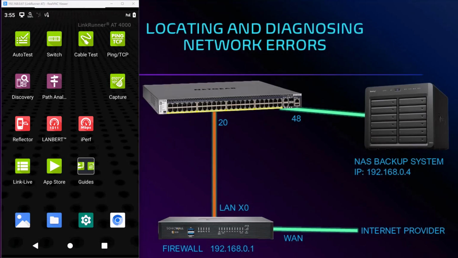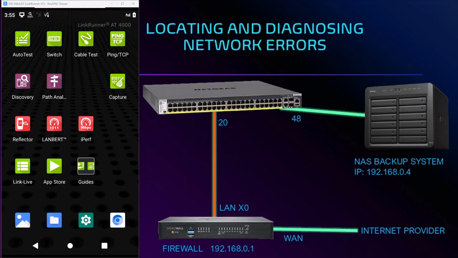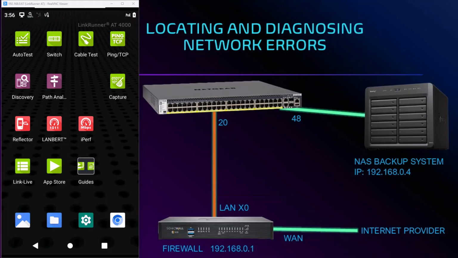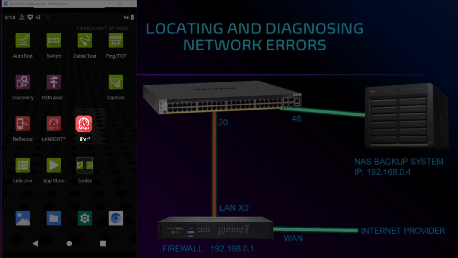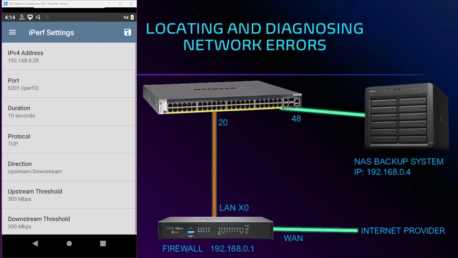We want to validate that our link between the switch and the firewall has ample bandwidth and nothing is throttled. To prepare for this test, we have a PC running iPerf in server mode on the far end of our port 20 link. We will issue an iPerf test against our target PC and make note of our bandwidth results. To begin our iPerf test, we tap on the iPerf icon, then tap on the gear icon located at the top right. Here, we will set up some criteria.